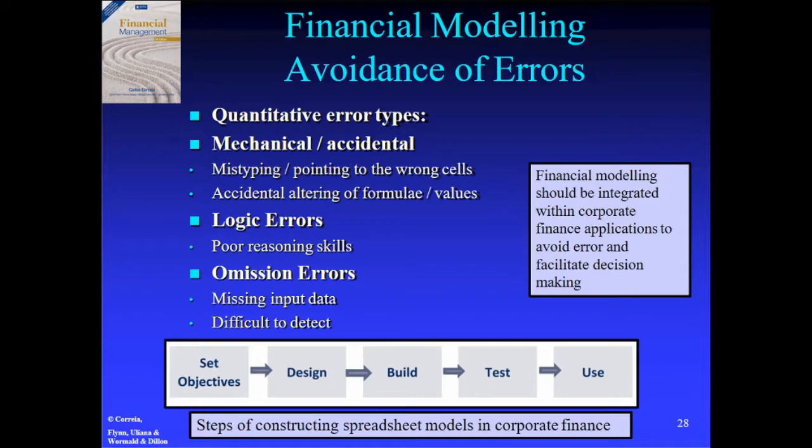So there are also logic errors. Quantitative errors can also be logic errors. This reflects errors in formula due to poor reasoning skills. And the last type of quantitative error is an omission error. Here this reflects errors arising from data or inputs that are missing, but should have been included in the analysis. These types of errors may be difficult to detect in a complex model.